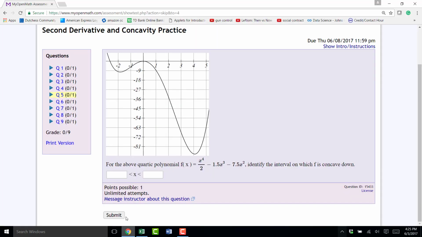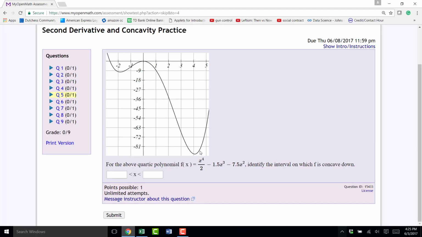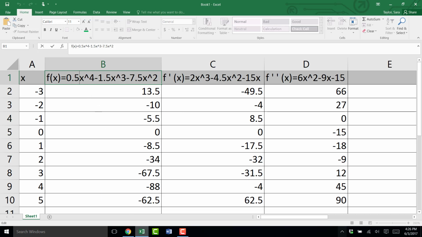I noticed the graph they gave me spanned from x equals -3 up to x equals 5. So that's where I started when I made my Excel file. I had x equals -3 up to x is 5. I then put the function f of x in there, right? On their function, they had x to the 4th divided by 2. That's the same thing as 1/2 times x to the 4th, or 0.5 times x to the 4th. And here's the rest of the function. I just put that in there.